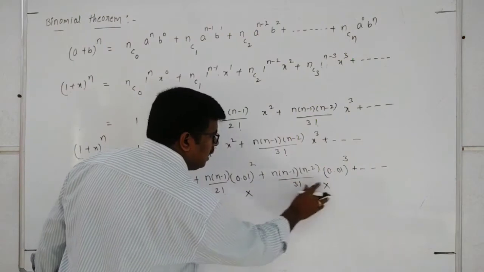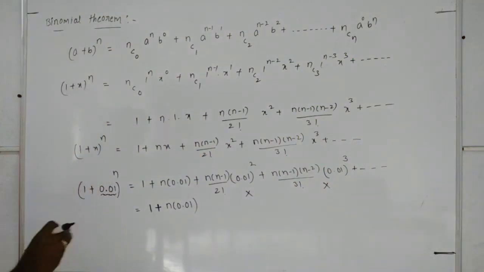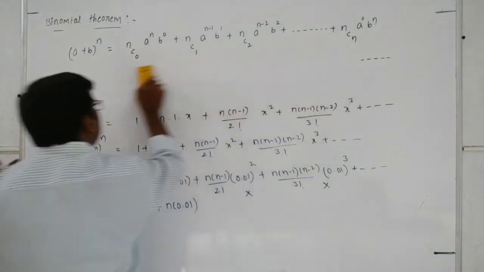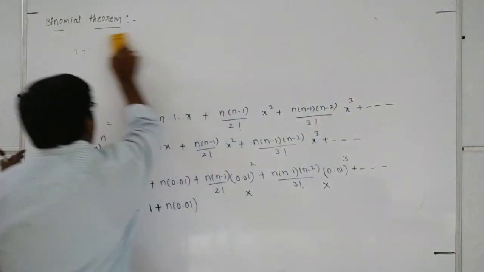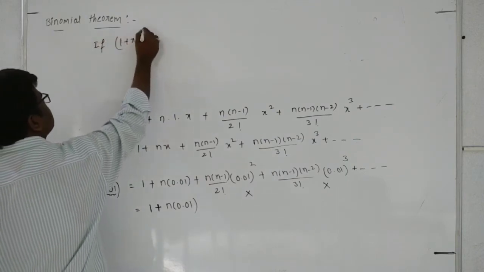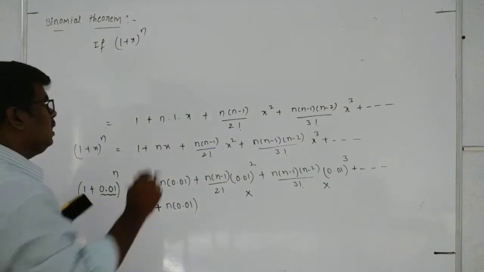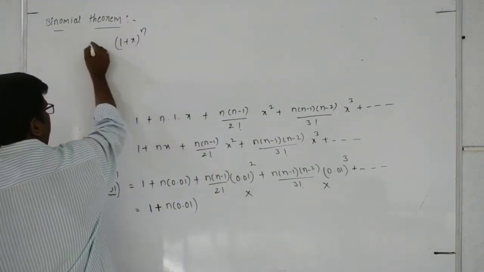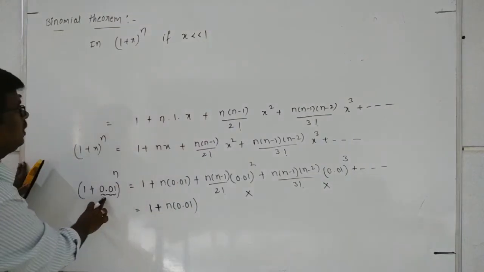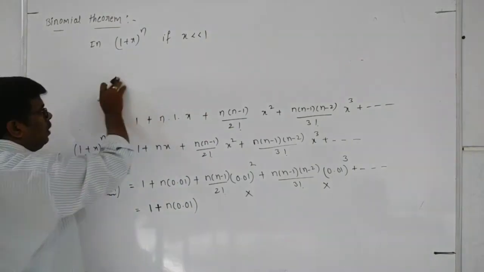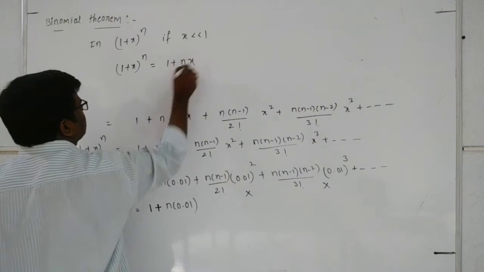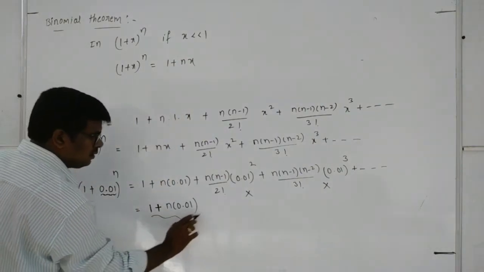That time, what did we do? We neglected the higher terms. So the main point I am going to tell you now is this: in (1 plus x) whole power n, if x is very much less than 1, then (1 plus x) whole power n you can write as 1 plus nx. Why? We neglected these higher terms.